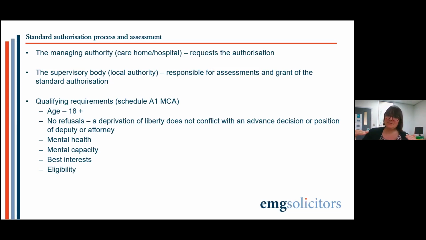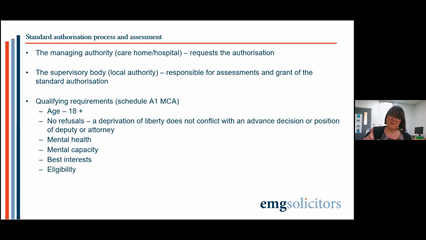The Mental Capacity Act actually comes into force at 16, but then there's this gap where DOLS can't go into place in terms of a standard authorization until 18. So under that age, you're looking at Court of Protection authorization. Next, the no refusals requirement. This means that the standard authorization doesn't conflict with something that's being said, either in an advance decision by the person before they lost capacity, or with the opinion of a deputy or an attorney. So if they're saying, no, I don't think this person should be deprived of their liberty in X care home, then the standard authorization can't be granted. That's all I'm going to say about those two requirements, because I think they're relatively straightforward.